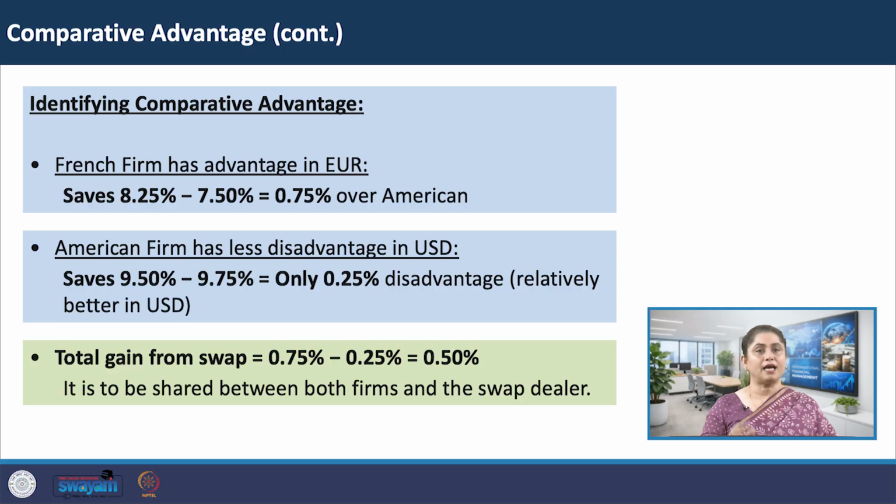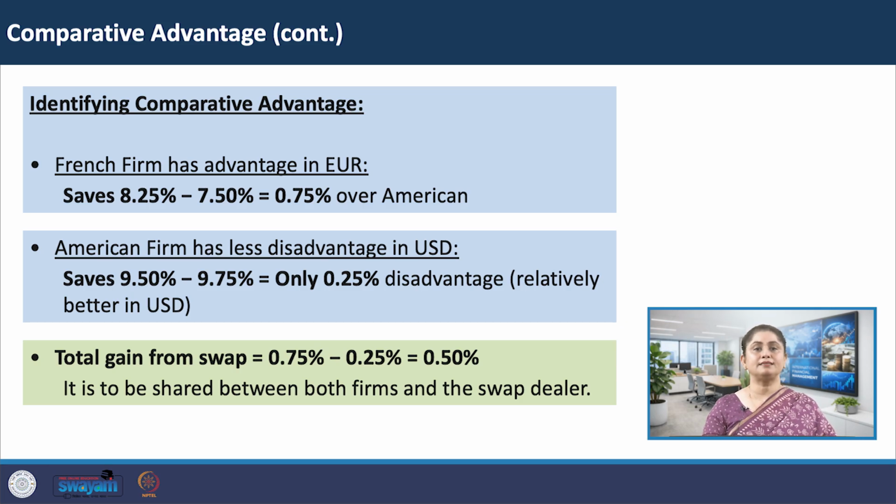Now, let's say the French firm can borrow euro loan at 7.50% per annum, and American firm can borrow euro loan at 8.25% per annum. And alternatively, they can also borrow a dollar loan. That is, the French firm can borrow dollar loan at 9.50% per annum, and American firm can borrow dollar loan at 9.75% per annum. Now, let us identify their advantages.